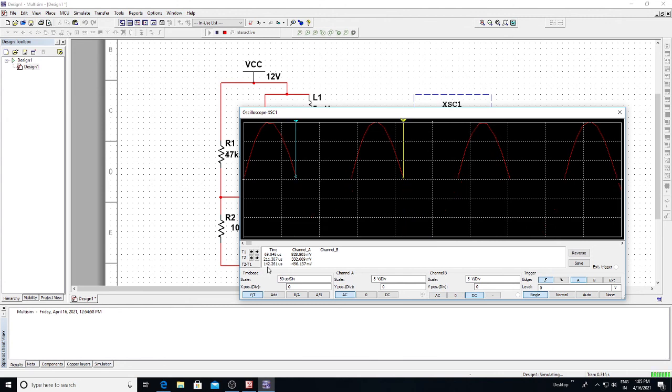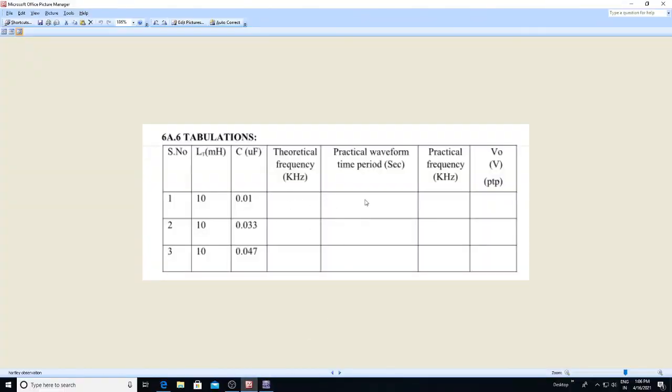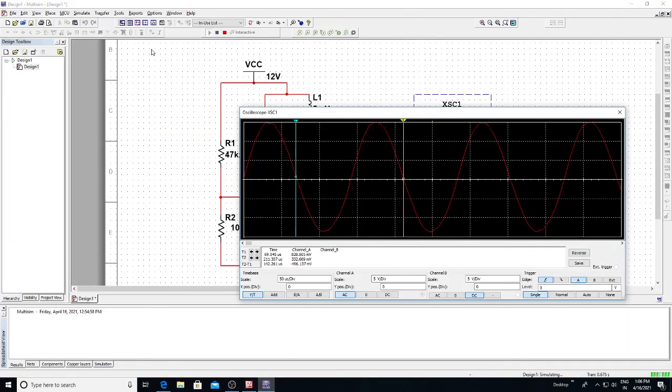So this is the time period which I have got. T2 minus T1 is 142.26 microsecond for the 0.047 microfarad capacitor. Okay, so write down the practical time period which you have got, and find the frequency, 1 divided by the time period which you have got, 142.261 microsecond, and in the tabular column, write the values for all the theoretical and practical values which you have got. Okay, thank you.